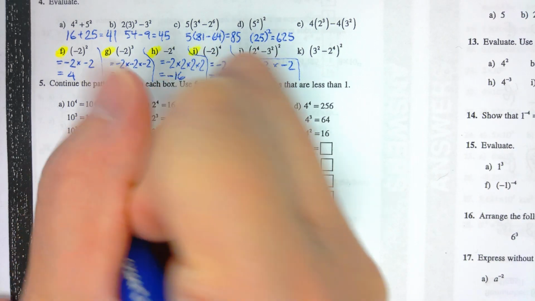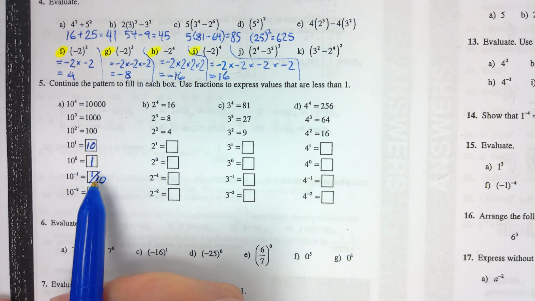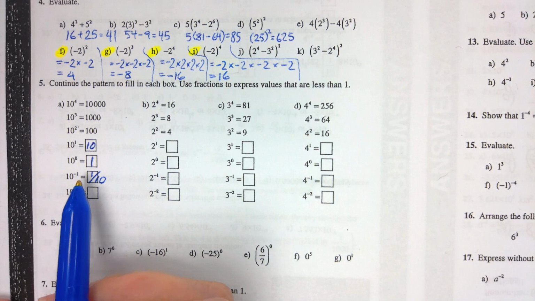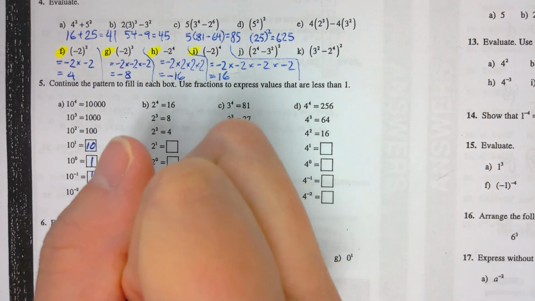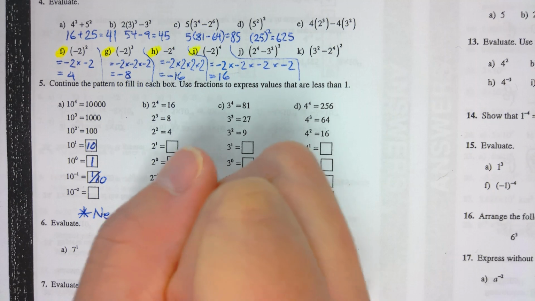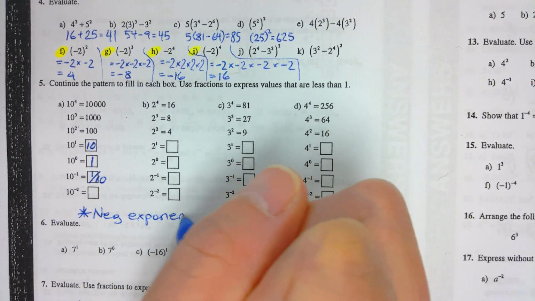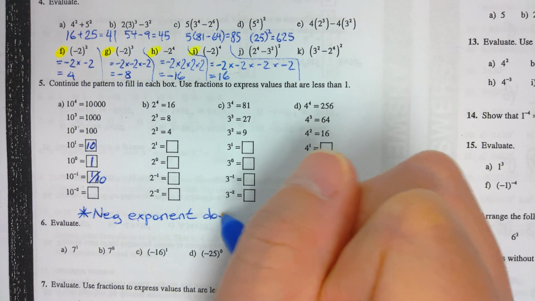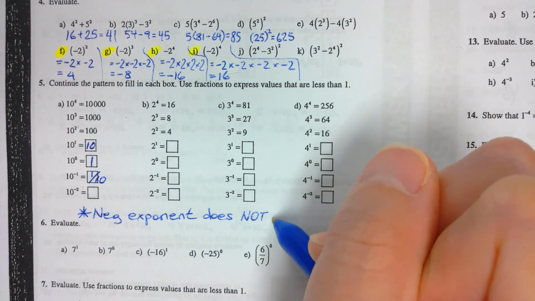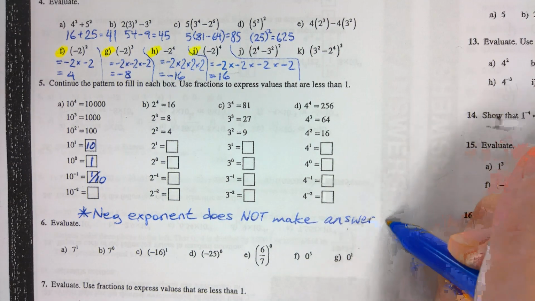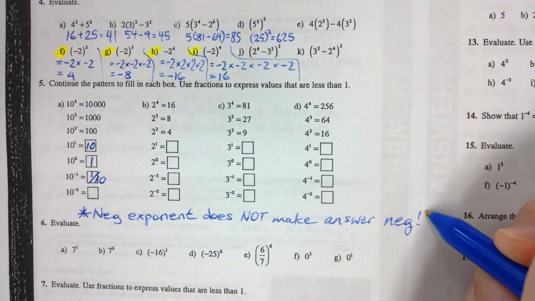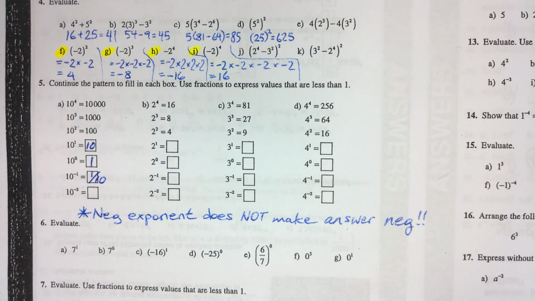Okay. So notice my answer is positive. Negative exponents have nothing to do with the number being positive or negative. That's the number one mistake that people make. A negative exponent does not make the answer negative. No matter how many times I say it, somebody will still say their answer is negative because of the negative exponent. That's the number one mistake in this chapter.